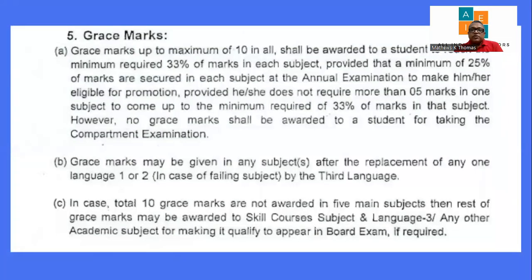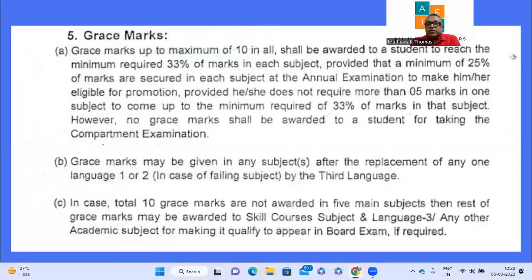Now, they have also given some provision for grace marks. Suppose a student is not getting 33, then you can give grace marks up to 10 marks, but not 10 in one subject. You can give a maximum of 5 in one subject. So you can give 5 in two subjects to reach 33%. But they have also made it very clear that a minimum of 25% must be scored in each subject in the annual exam. So if the child is not getting 25% in the annual examination, you cannot give any grace marks. The grace marks are only to reach 33. So if the child is getting poor marks in the internal assessments, you can give some grace marks. But you cannot give grace marks to reach 25% in the final examination.